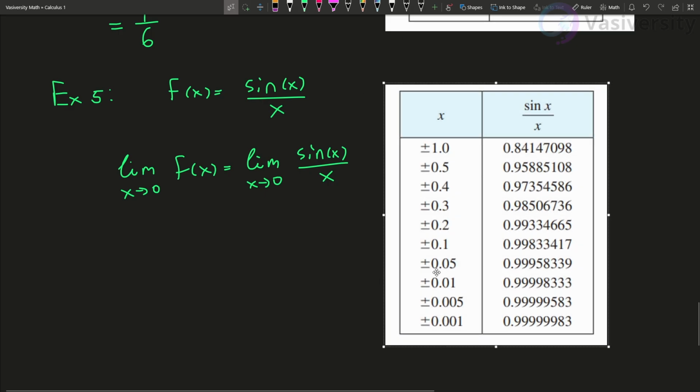But if we start approaching closer and closer to 0, it turns out that this expression will be equal to 1. It's one of the very special limits. The limit tells us that it's equal to 1, but it's not actually defined at 0.